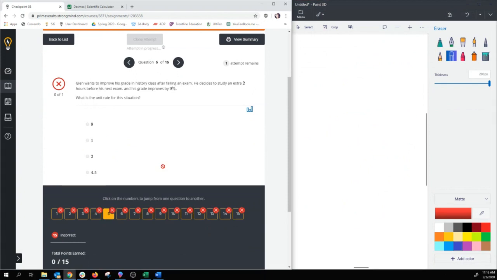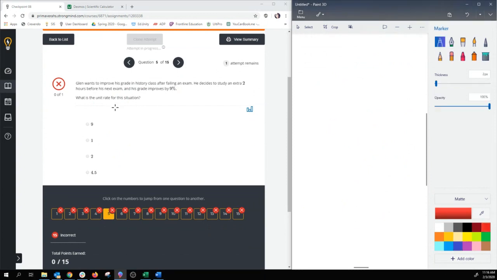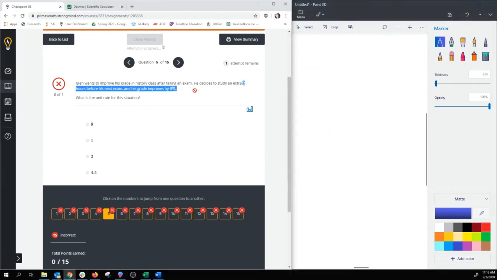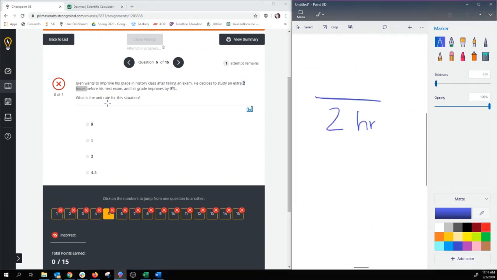Alrighty, number 5. See, Glenn wants to improve his grade in history after failing an exam. He decides to study an extra 2 hours before his next exam, and his grade improves by 9%. What is the unit rate for this situation? So back when we were writing rates last semester, I told you money always goes on top and time should always go on bottom. So if he's studying for 2 hours, 2 hours is time, right? So that 2 hours is going to go on bottom.